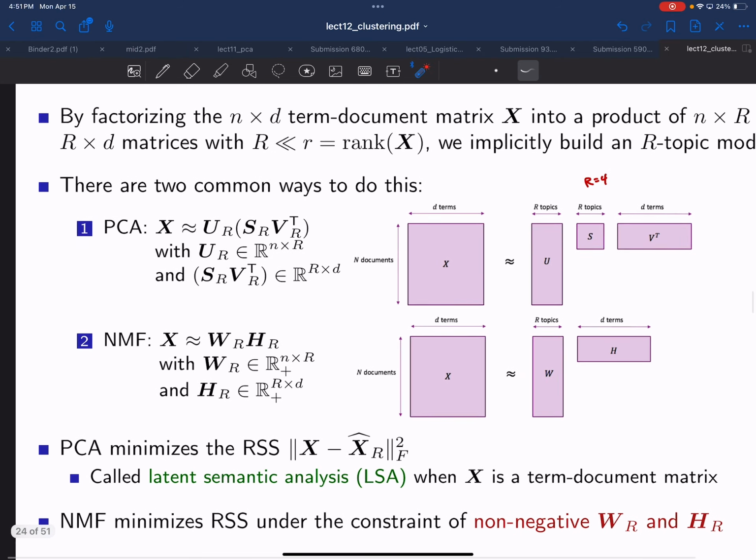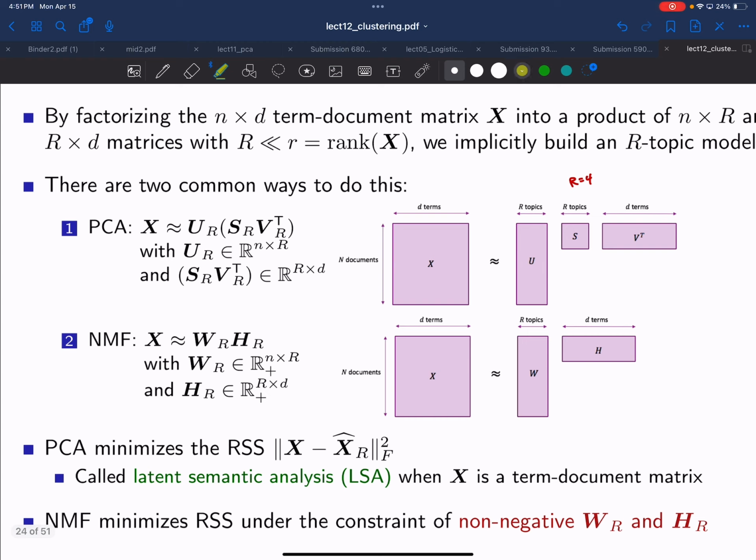Okay, now there's this variation. It's a slight variation. It's called non-negative matrix factorization. It's very similar to PCA in that you're also coming up with a rank capital R approximation of X. You're not doing it with an SVD. In particular, you're saying, I want to come up with the W and the H matrices that minimize RSS, just like PCA, except I need them to be non-negative.